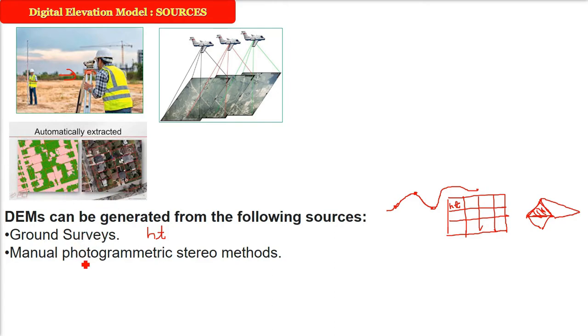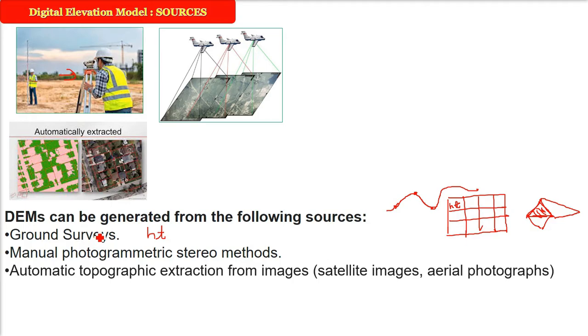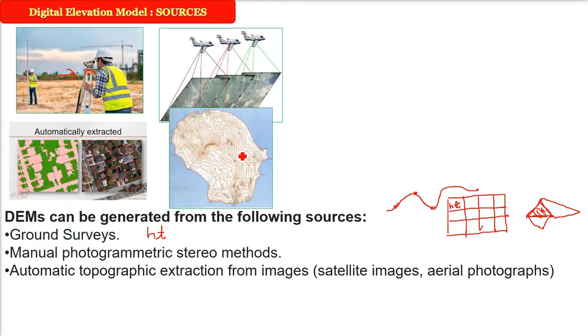Then the third one is the automatic topographic extraction from images. There are technologies and algorithms where we can extract the topography directly from satellite images and aerial photographs. This we can do.